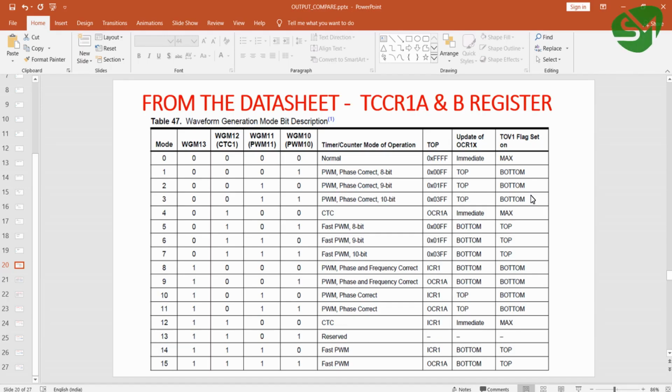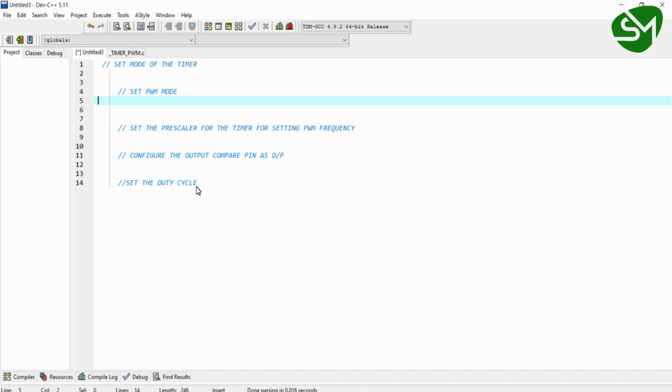Hello everyone. In this lecture, we are just going to configure our timer 1 module of Atmega 16 microcontroller for generating PWM waves. Let's get started. Initially, there are several steps for generating PWM signal using our timer 1 module of our Atmega 16 microcontroller.